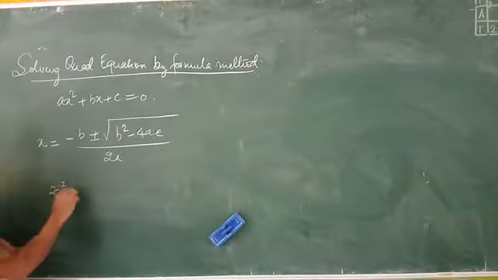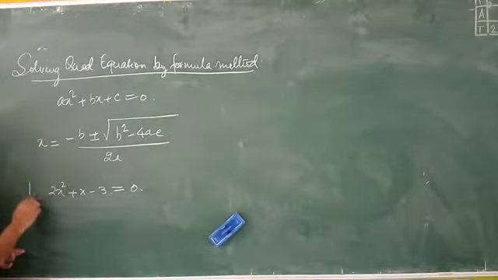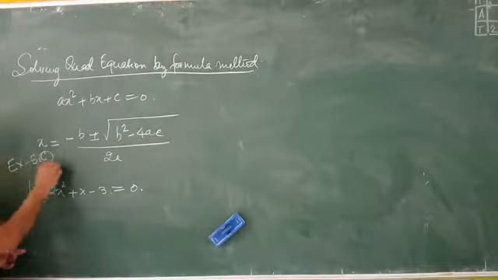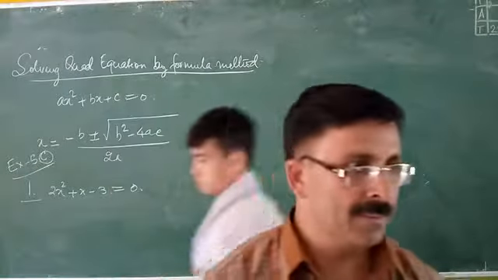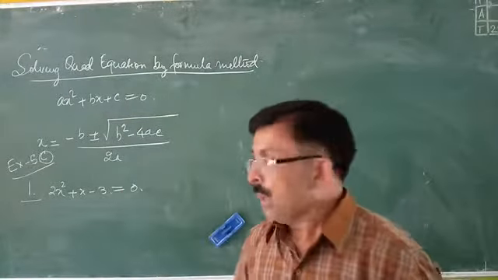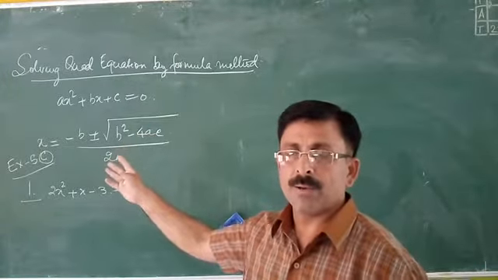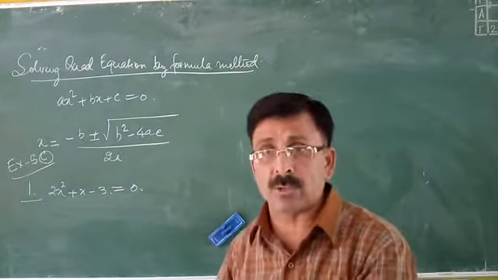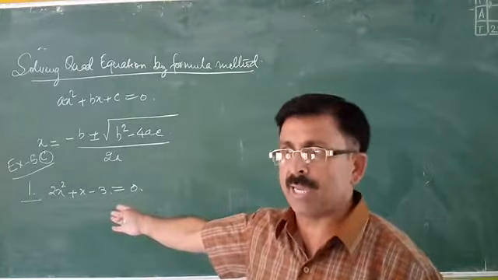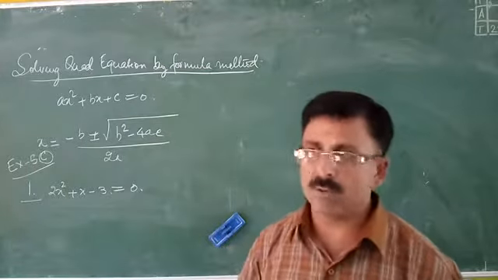2x square plus x minus 3 is equal to 0. This is your question, Exercise 5C. This is your quadratic equation, isn't it? Is this equation in the standard form? To check that, you have to see whether the terms are written in the decreasing order of the power of x or not. And it is there. Number one. Number two, are all the terms on one side? Yes. So it is in the standard form.